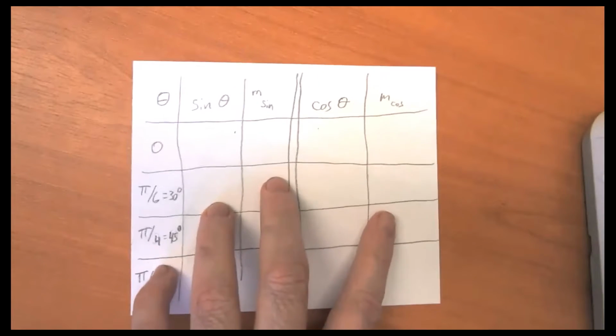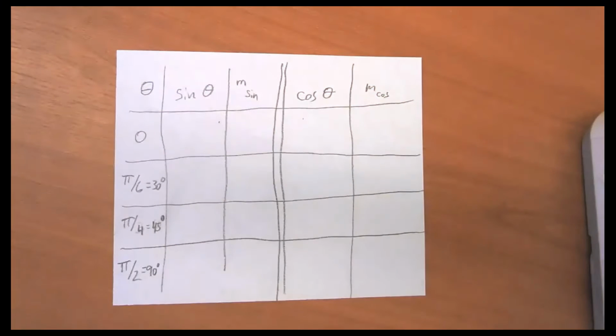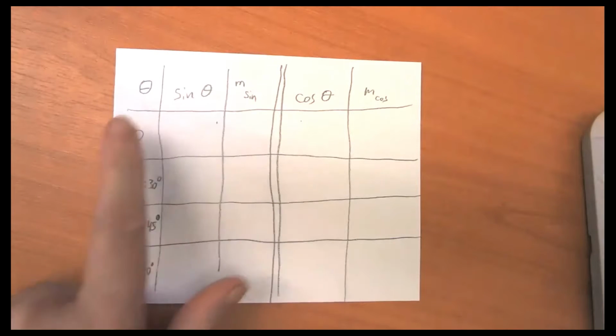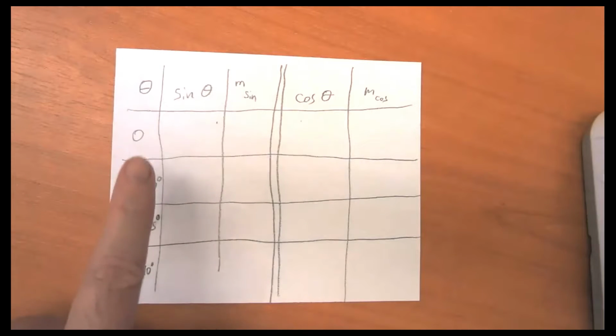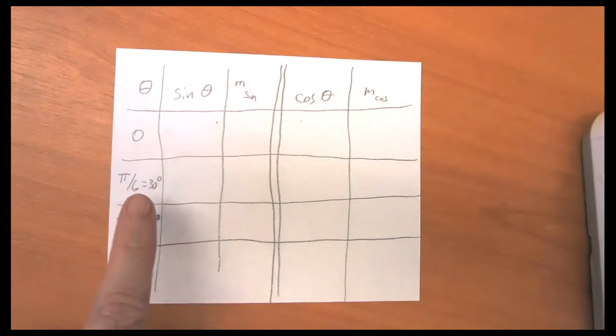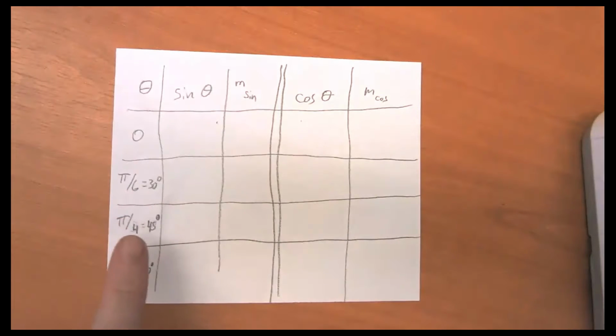So I want you to do this along with me. What I'm going to do is show you the little chart that I've got set up right now. You should pause this video and make a copy of a chart like this for yourself. We're calculating at a bunch of different angles here. So when theta is equal to 0 radians, when it's pi over 6 radians, which is the same as 30 degrees, I've got it for pi over 4 radians, which is the same as 45 degrees, and then finally at pi over 2 radians, which is 90 degrees.